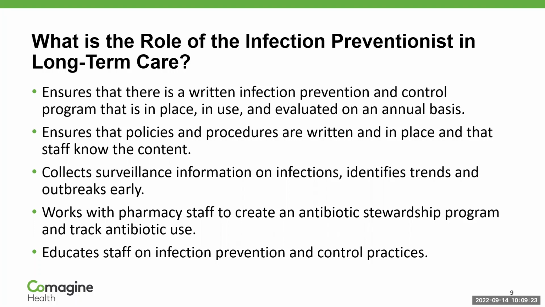You have to collect surveillance information on infections, identify trends. If there's an outbreak, you need to identify it early, figure out how to mitigate it. If you are unsure of what to do and how to do it, reach out to your county health department or your state infection preventionists. There are state infection preventionists in Nevada, and they're a great resource. They are not the surveyors. They are infection prevention experts who can help you and tell you exactly what you need to have in place in the state of Nevada to be in compliance.